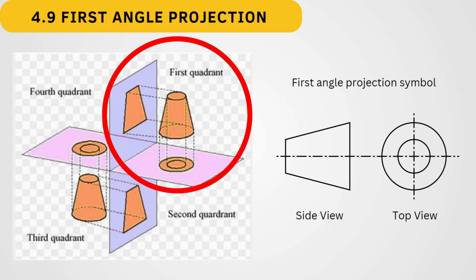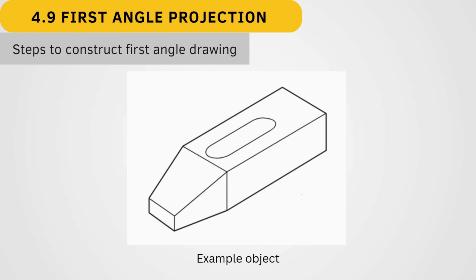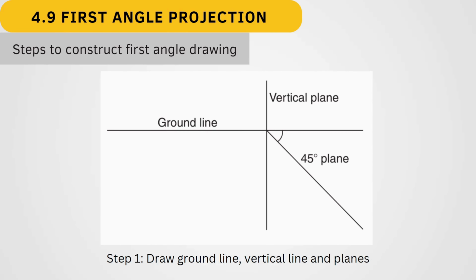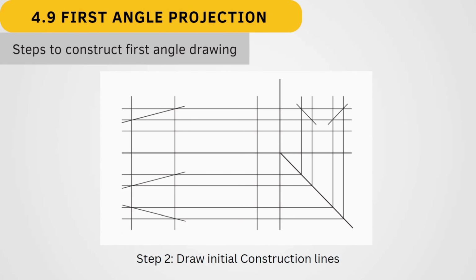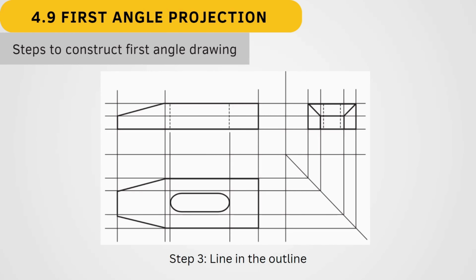And since the front view is same as the side view, the front view was ignored and the side view was shown. We use this example to demonstrate how to construct the first angle drawing. So initially, we need to draw ground line, vertical line, and planes. And next, we can continue to draw the initial construction lines for the top, side, and front view of the object. After that, we need to line in the outline with thicker line to show the object's shape and dimensions.